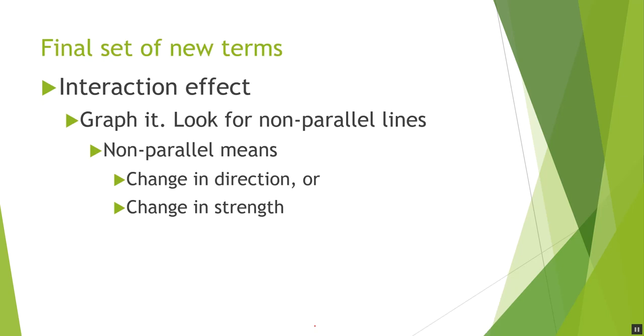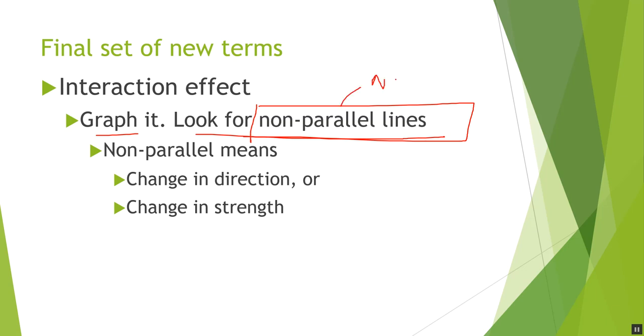Okay, so a final set of new terms, the interaction effect, whether or not there's an effect of the interaction. How do you go about finding it? The easiest answer is basically graph the interaction like I did and look for non-parallel lines. If the lines of the graph are parallel, then you have no interaction. But if the lines are non-parallel in any way, then that means there's a change of direction or a change of strength. And that means that there is an interaction.